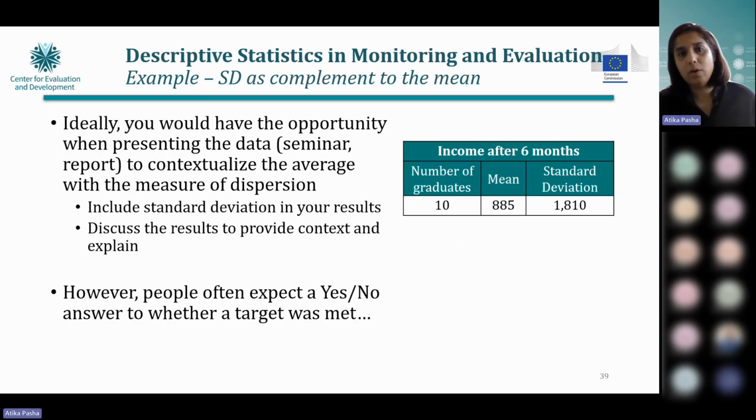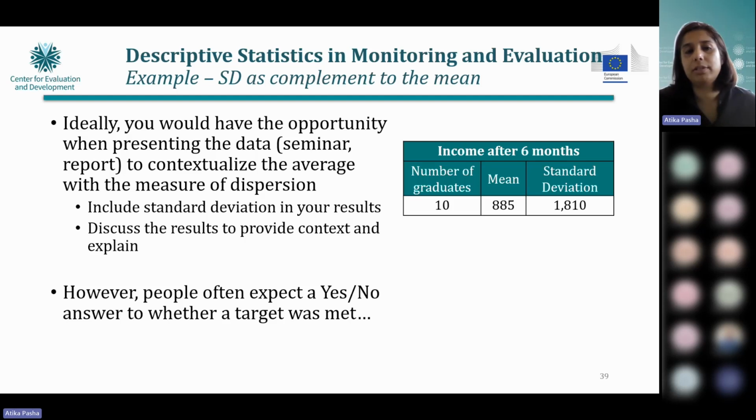So ideally, when you have the opportunity to present your data, or you're looking at your data, or you have someone doing the analysis for you and you're just looking at the report, it's important that you ask not only for the mean, which is telling you that you've met your program goal, but also for your standard deviation, which tells you that it's a very widely dispersed data set, or there are many observations lying outside of the usual distribution of income values.